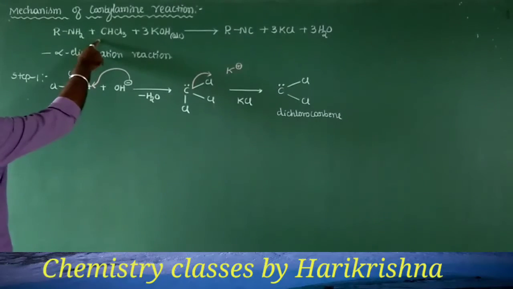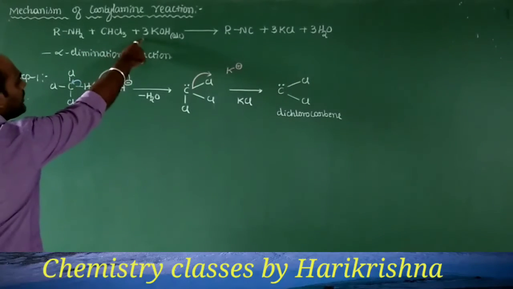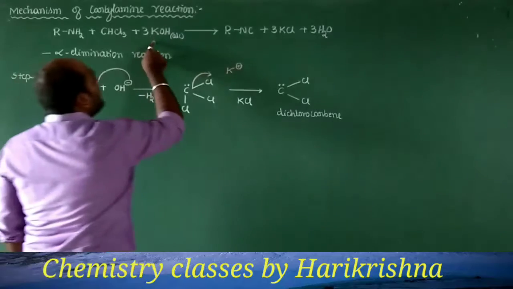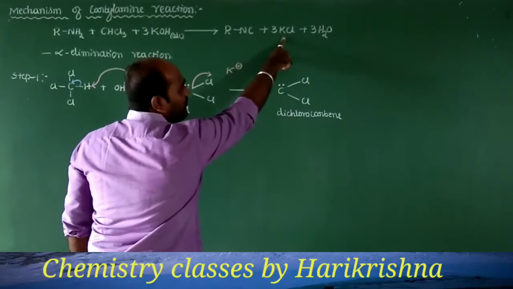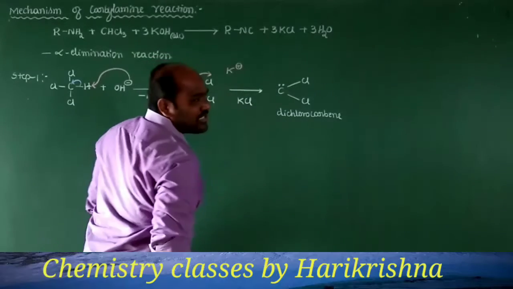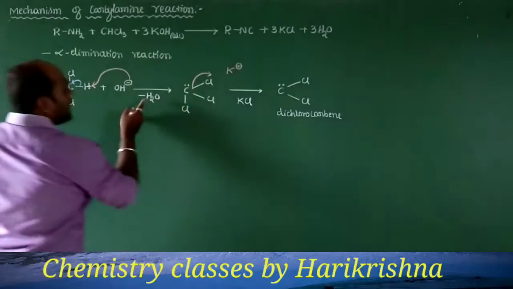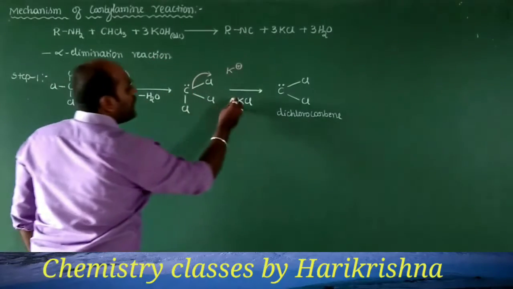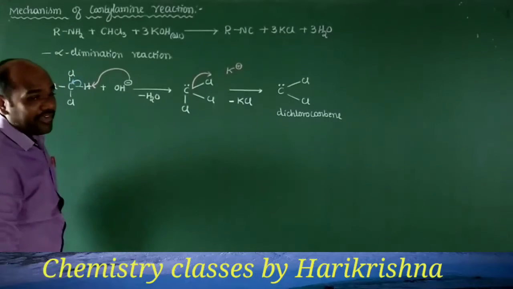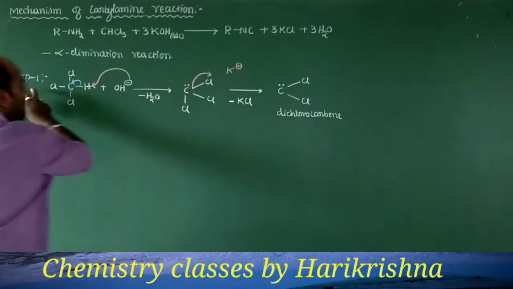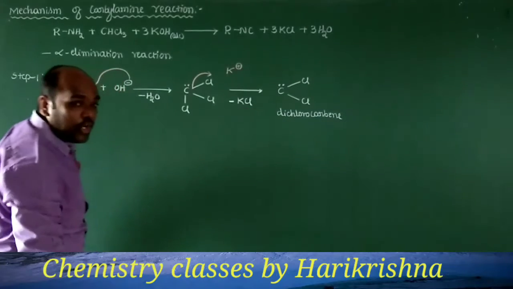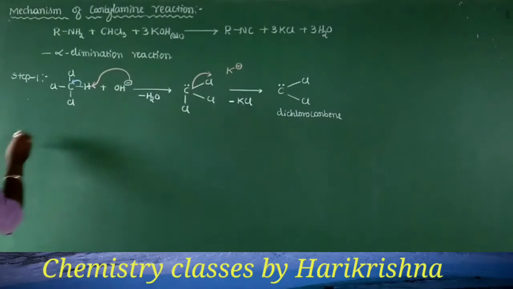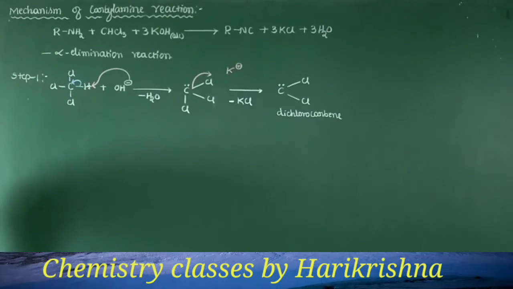So you can notice the reaction which I have written in the beginning. Here we are observing that there will be consumption of 3 moles of potassium hydroxide, so that formation of 3 moles of KCl and 3 moles of water should occur. So here we already observed elimination of 1 unit of H2O and 1 unit of KCl. And in step 1 we observed the formation of the reactive intermediate, dichlorocarbene, and that dichlorocarbene now reacts with this primary amine.